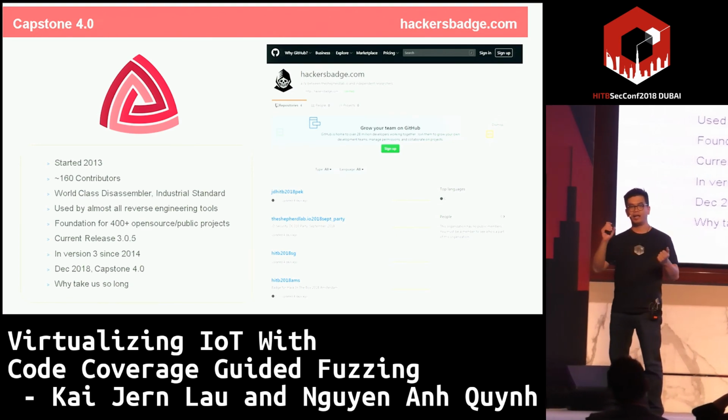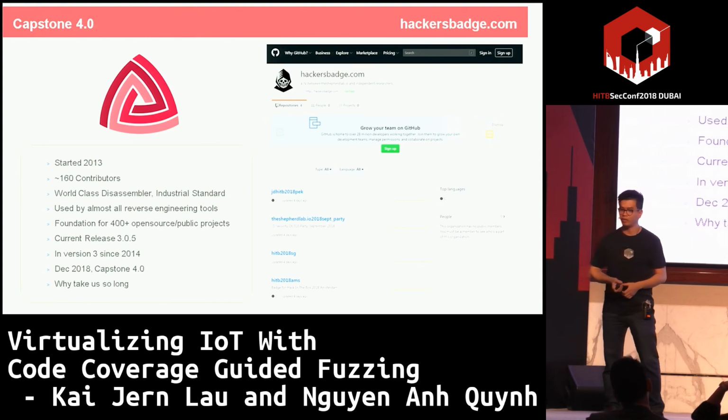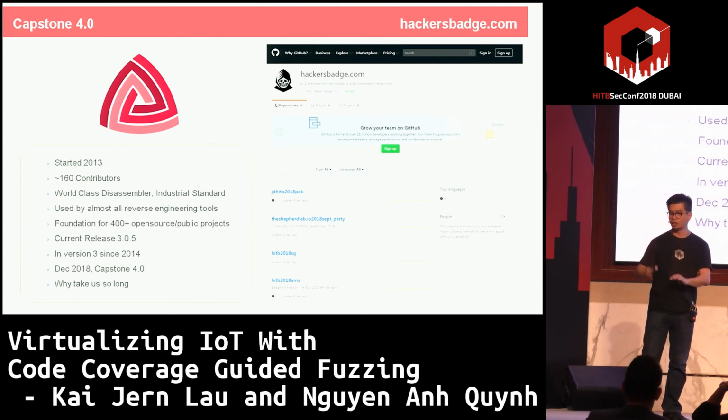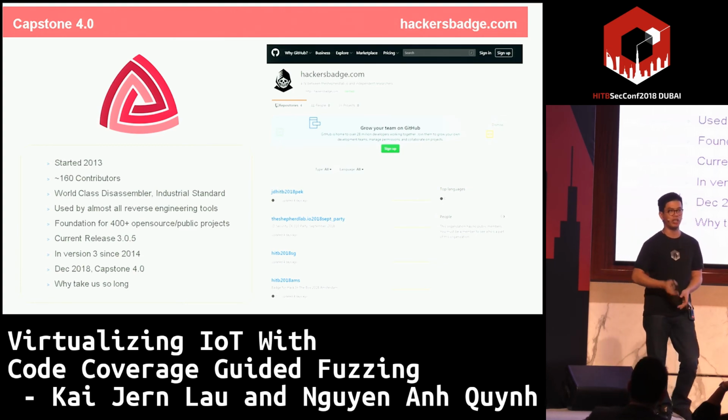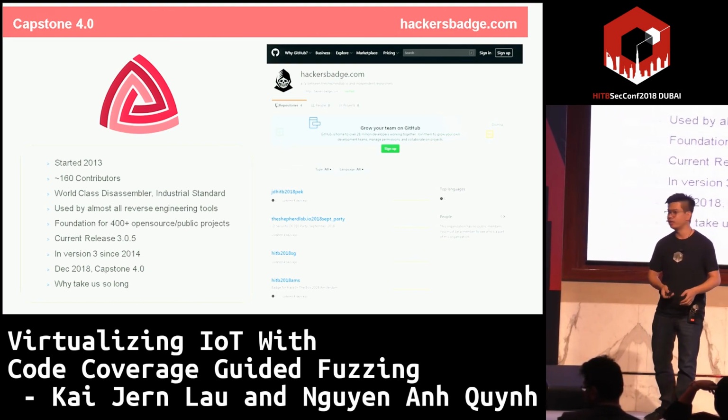For the Dubai badge, we're going to do it maybe tomorrow or the day after tomorrow, but for whatever previous conferences, Hack in the Box and our parties, all the source code and the badge is already on GitHub. Just go to hackersbadge.com and you will get all the information.